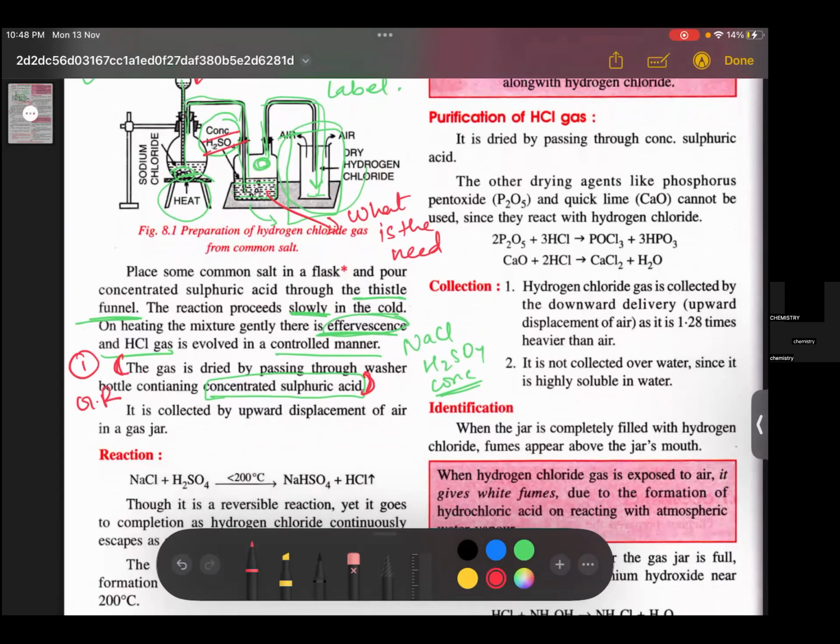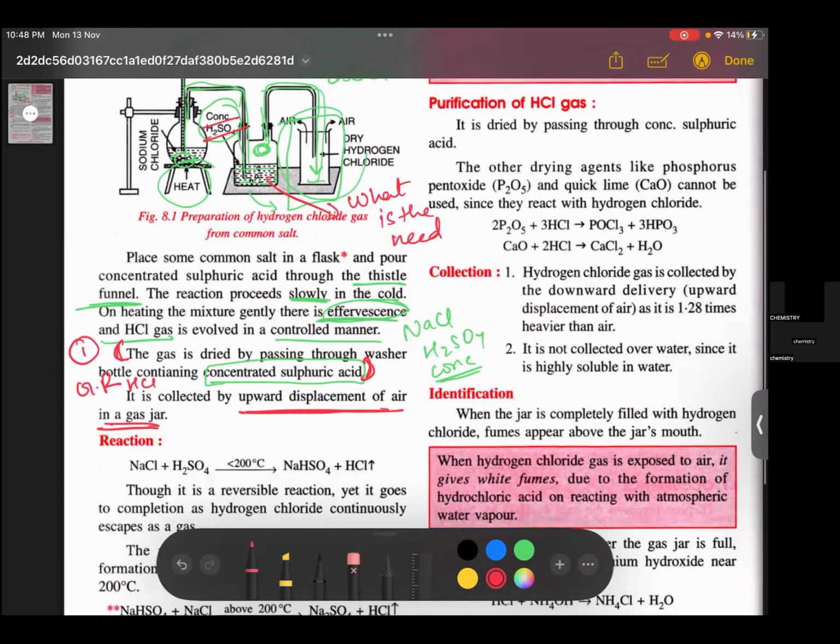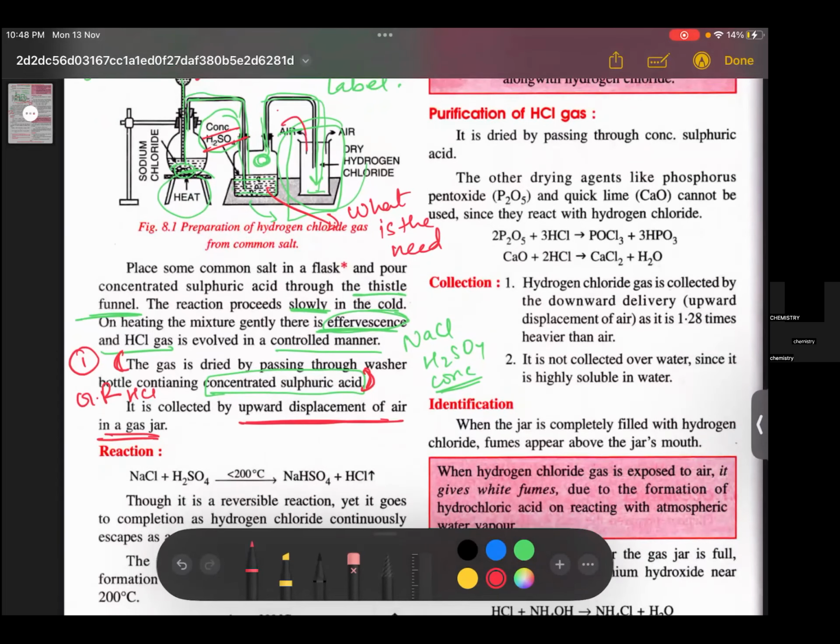HCl is collected by upward displacement of air in a glass jar. Now, how it is collected by upward displacement, we'll see. But what they're saying is that when hydrogen chloride goes in, hydrogen chloride gets collected here and air gets collected on top. That is, the air gets displaced upward.